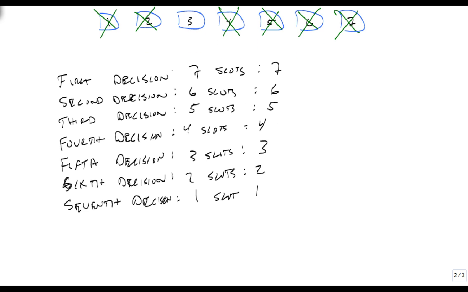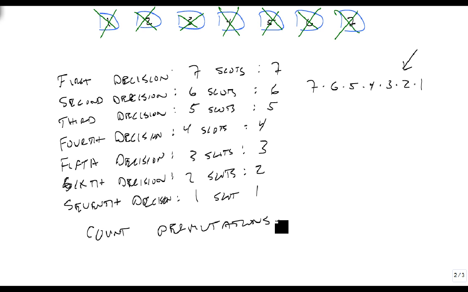This is a good fundamental counting principle question. So we get 7 times 6 times 5 times 4 times 3 times 2 times 1. And notice that this is the definition of our permutations. And so to count permutations, all you really need to do is take n factorial. If you have n items in a specific order, there are n factorial permutations. And that will always be the case.